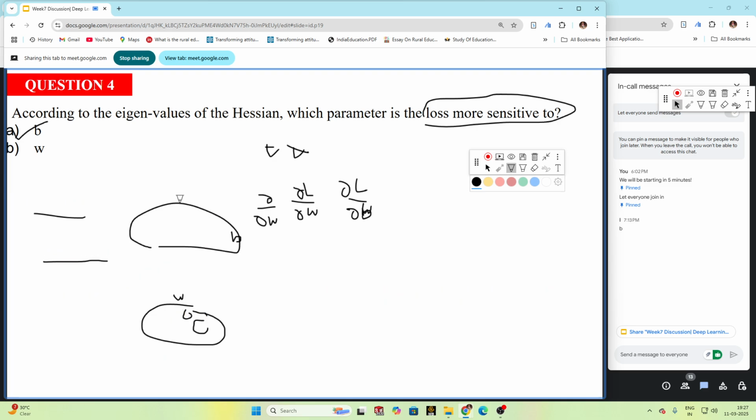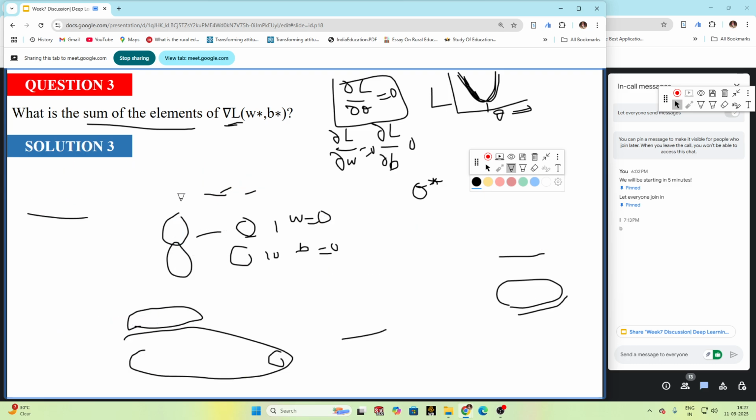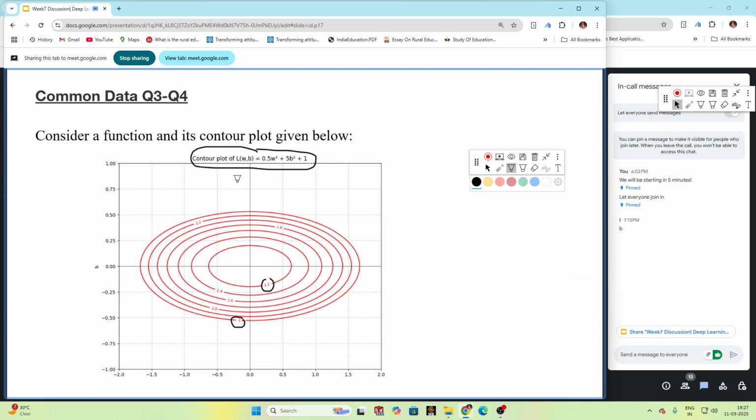Okay, let me summarize these two questions. What exactly have we done? See, this is our contour plot. This contour plot is an equation of loss, and this loss depends on two parameters, w and b. The equation of loss was 0.5 w square plus 5 b square plus 1. I think up to this it is clear to all of you. And I hope everyone knows how to observe this contour plot.